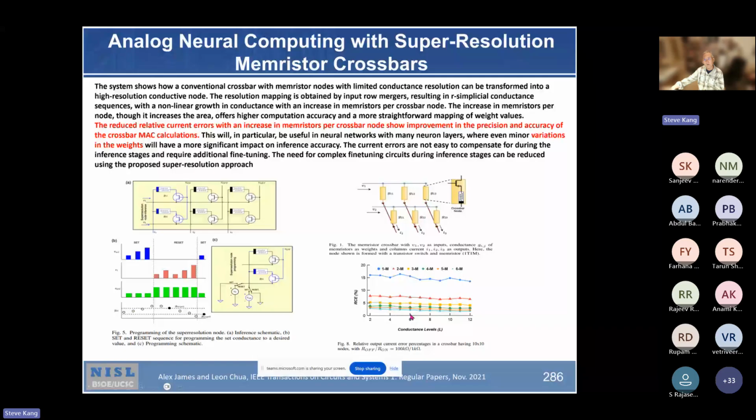So yeah, you pay the cost in terms of the number of memristors, meaning less packing density, but you achieve a higher precision, and the computation result will be better by doing that.